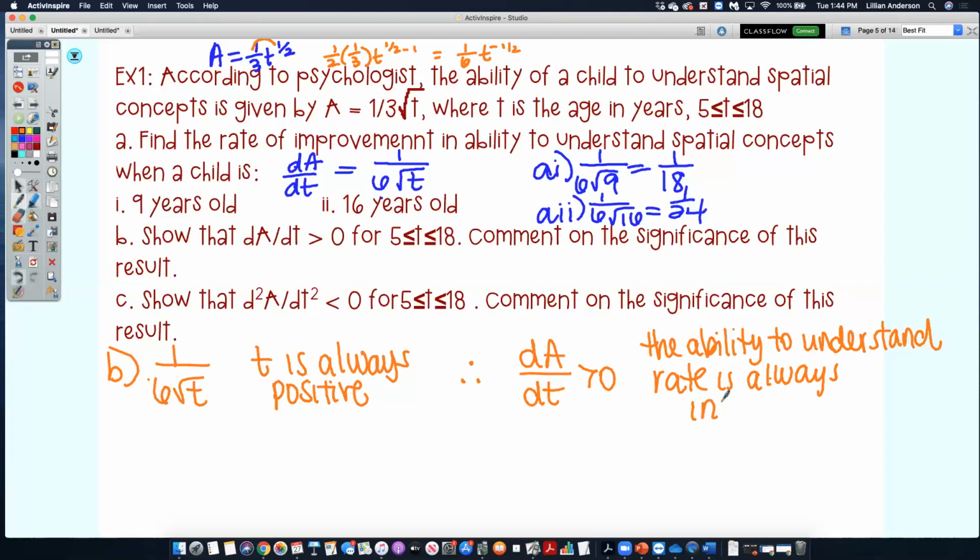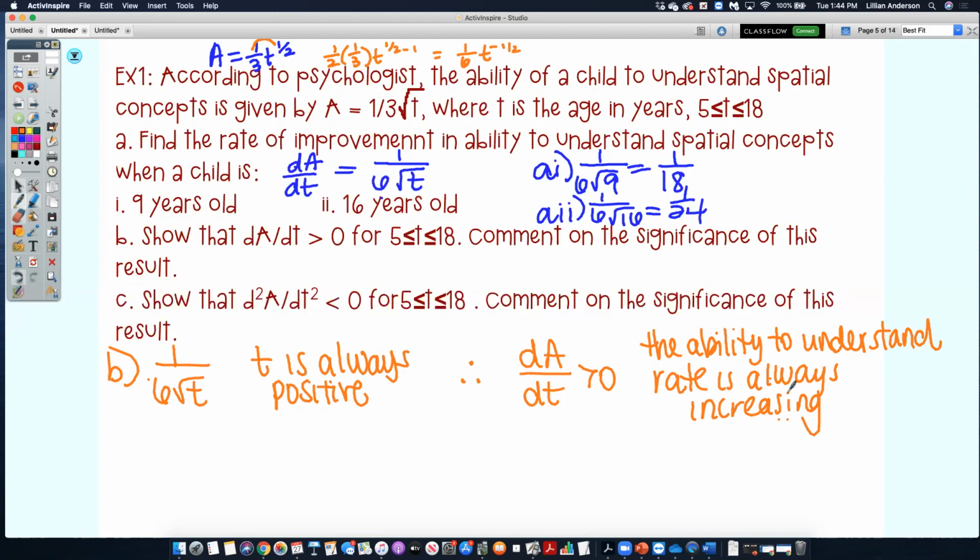And if you think about it, that's true. When you're younger, you're like a sponge. You soak up all this information. The older you get, the bigger your brain gets, the more you're able to retain. You're always learning. So being able to understand a concept is always going to be positive. The rate at which you're learning is always going to be increasing because you're always learning, no matter how old you get. I'm still learning, and I'm twice y'all's age.